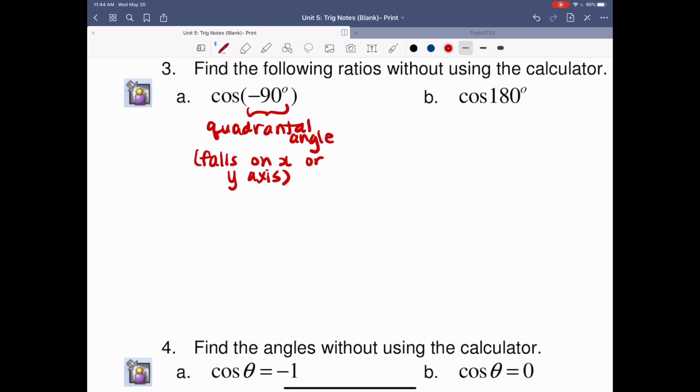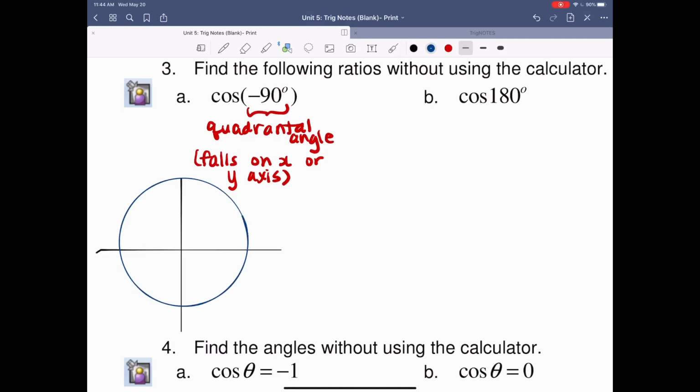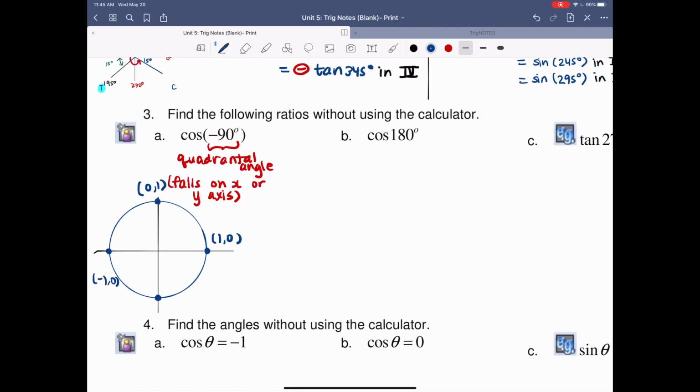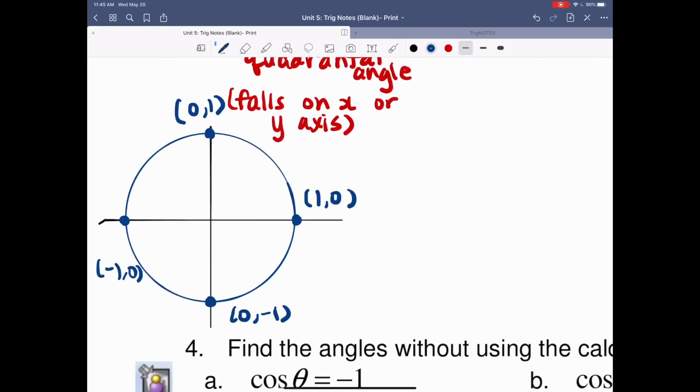to figure this out without using a calculator, and sometimes I prefer not to use a calculator for some of these options, draw out your x and y axis. Draw a circle, making sure the center is at the origin. Draw it so that you have a coordinate at each of the axes, and because this is our first one, I'm going to write down all the coordinates: 1, 0; 0, 1; negative 1, 0; 0, negative 1.